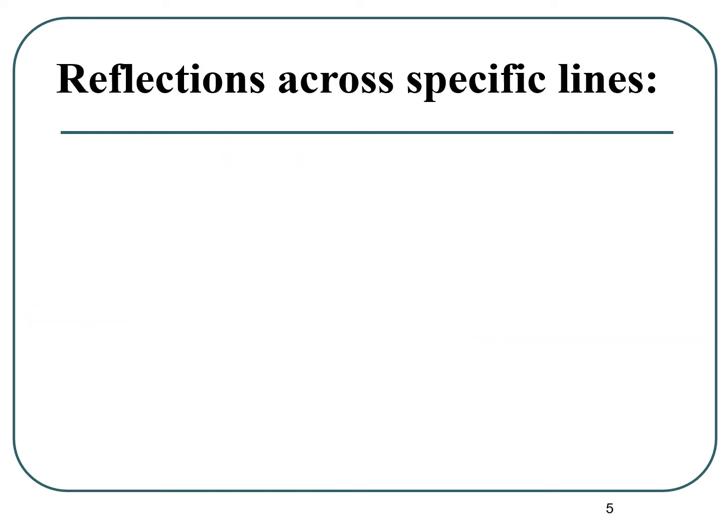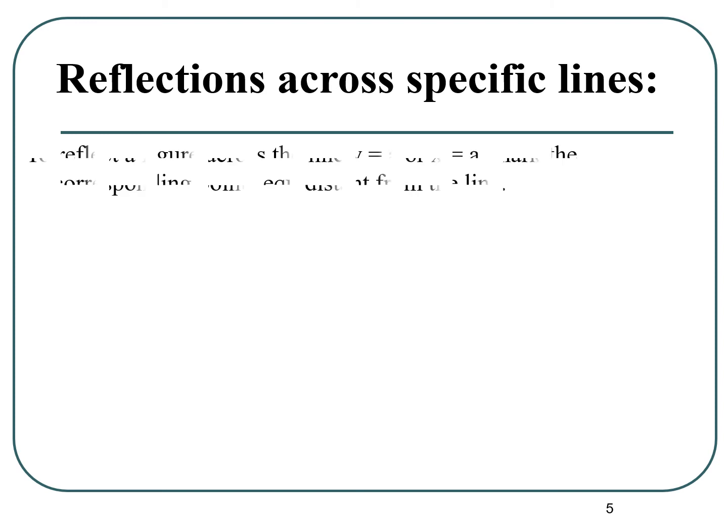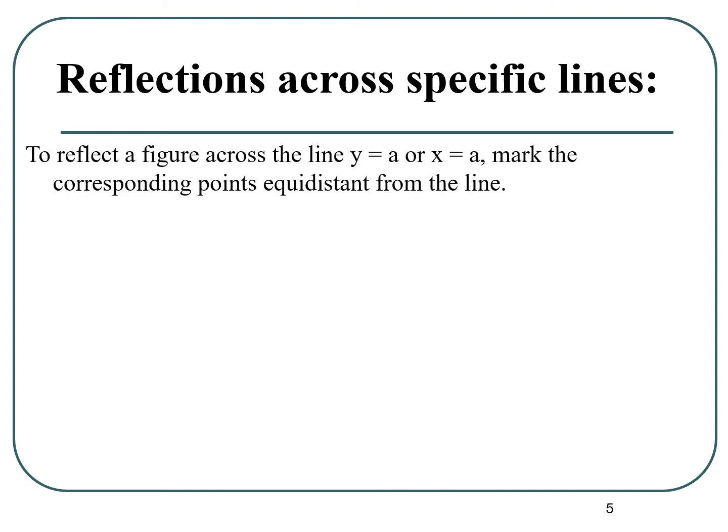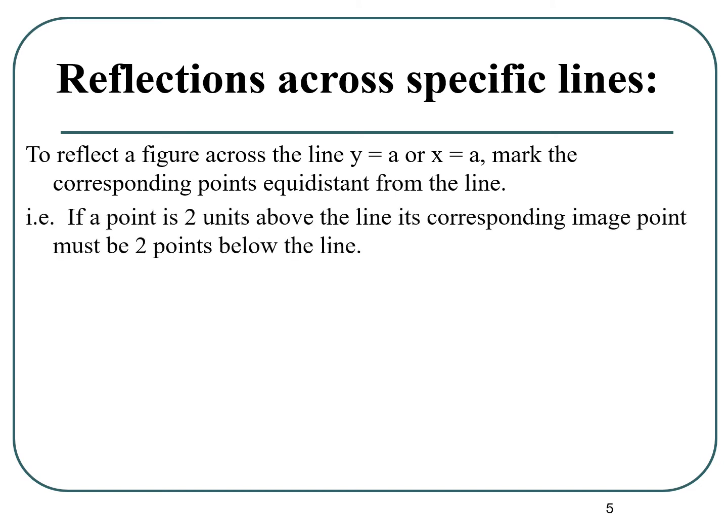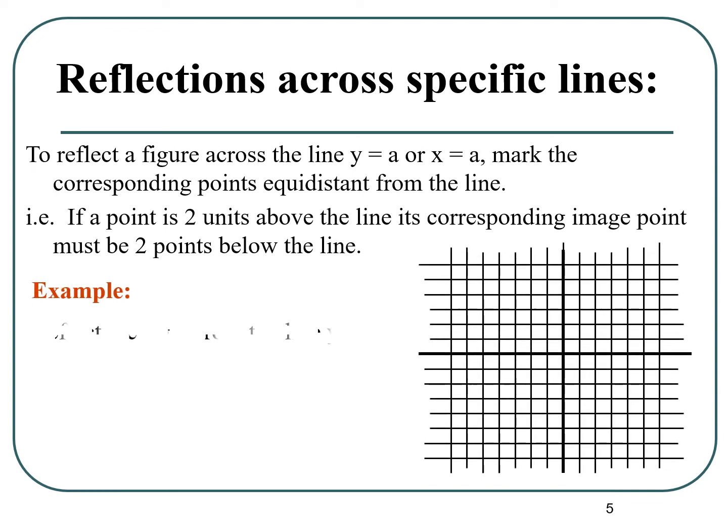So let us have reflections across specific lines. To reflect a figure across line y equals a or x equals a, mark the corresponding points equidistant from the line. If a point is 2 units above the line, its corresponding image point must be 2 units below the line. So it's just a matter of counting.